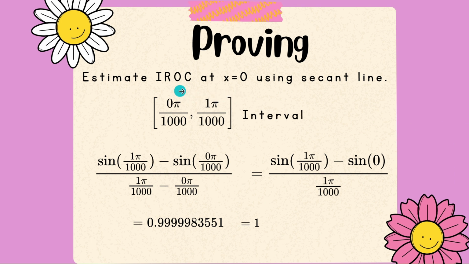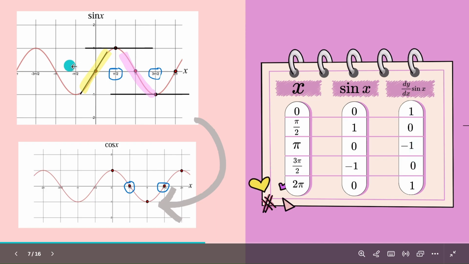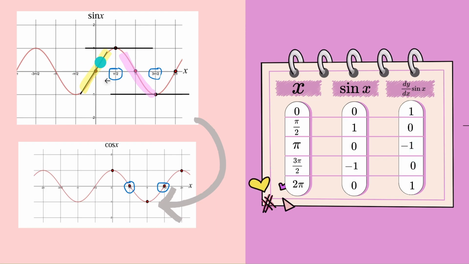So we can estimate the IROC at x is equal to 0 using a secant line. And we're given this interval. To find the rate of change over this interval, this is how we need to set up the equation, and we reduce sine of 0 to 0 because anything divided by 0 is basically 0. And then when you plug all this into your calculator, you get this answer, which can be rounded to 1. So that is how we know that the slope at this point is 1.